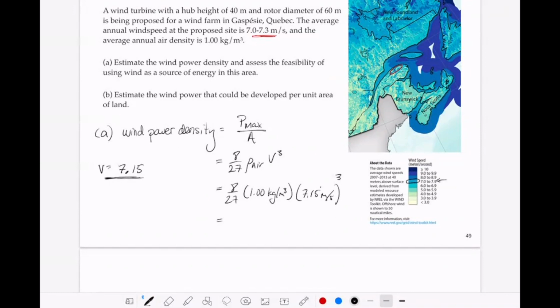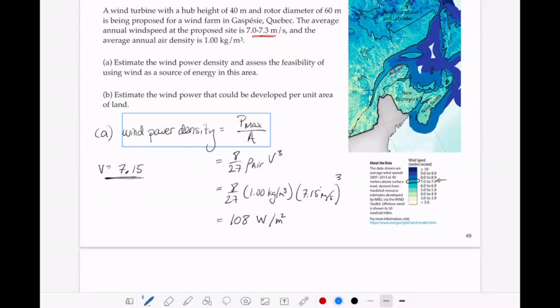If we calculate this, we get 108 watts per meter squared. So calculating our wind power density by the convention, which is our max power divided by the area, and this is the area swept by a turbine blade, would be 108 watts per meter squared. So if we wanted to increase the power, we would have to choose a larger turbine blade.